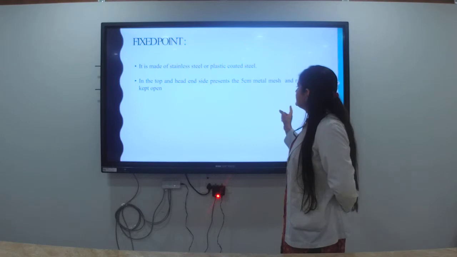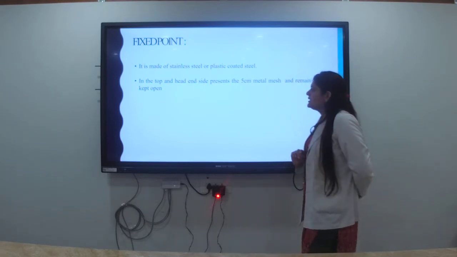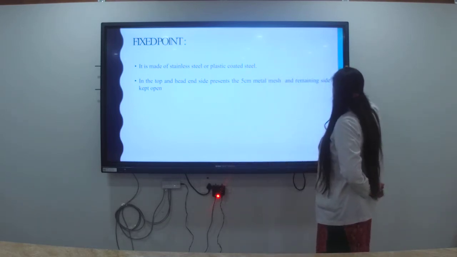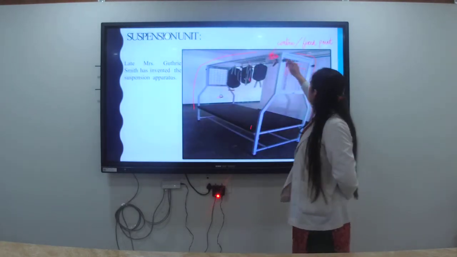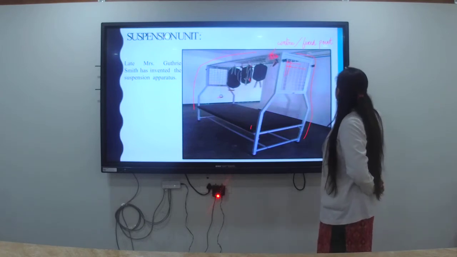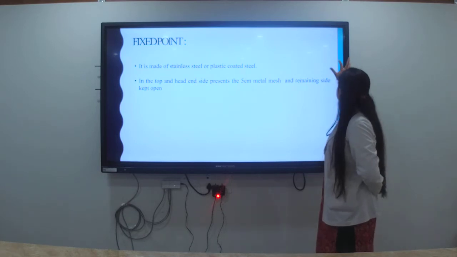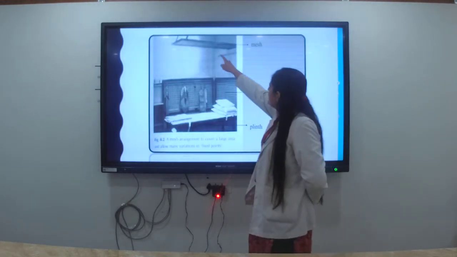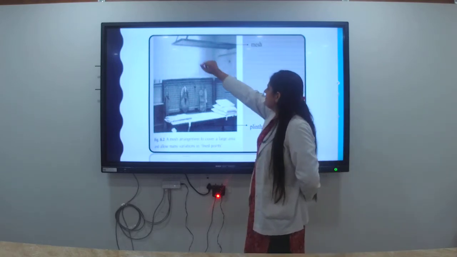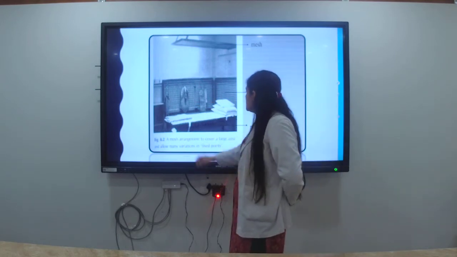At the top and the head side presents the 5 cm metal mesh, and the remaining side is kept open. So we see that the meshwork was only there at the head side and at the top. Rest everything is open, free for movements. I already explained, this is another kind of suspension therapy frame in which you can see a meshwork up, there's a meshwork at the side, there's a plinth, pillows, bedsheet.